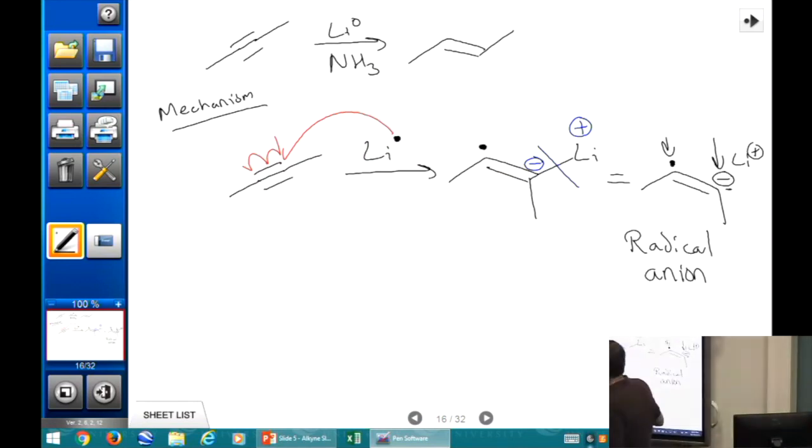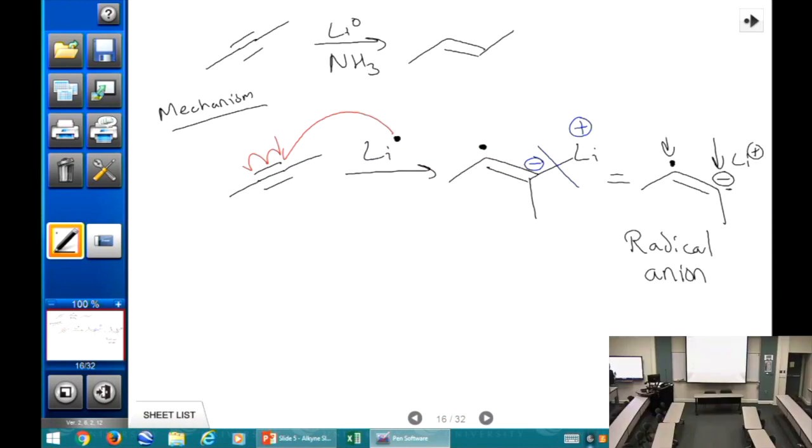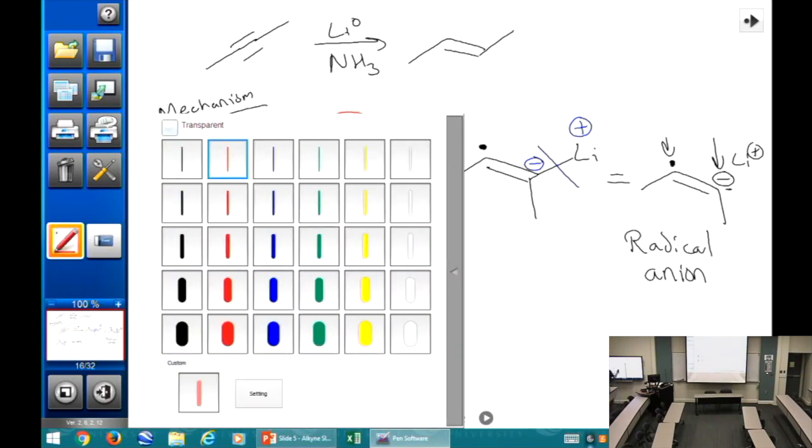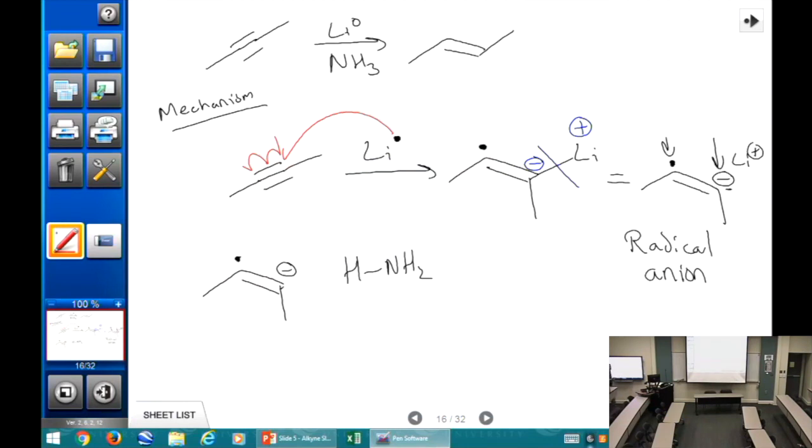What will happen is the anion part of this molecule will react with ammonia. We've got all this ammonia around, so it will react with ammonia. And compared to our carbanion, our negatively charged carbon, our ammonia is acidic. So these electrons will come out and pull a hydrogen off of ammonia. It will give us just a radical. Here's the hydrogen we got, and we make NH2 minus.